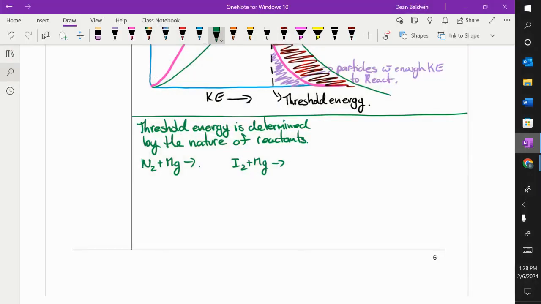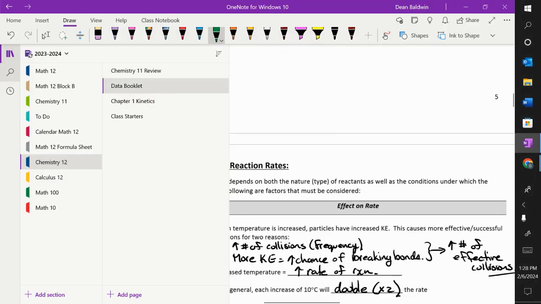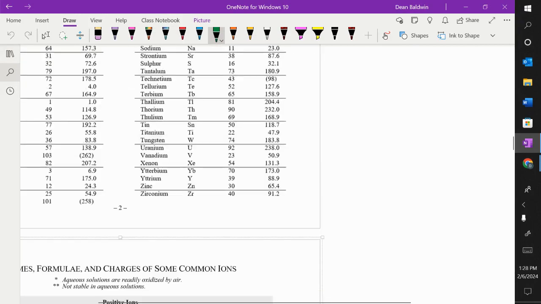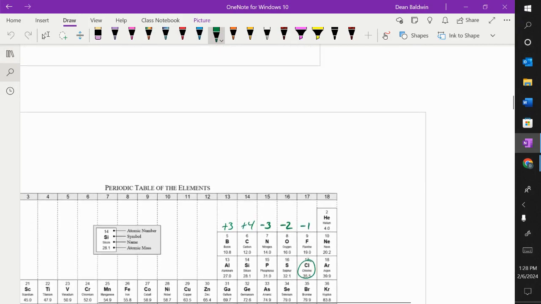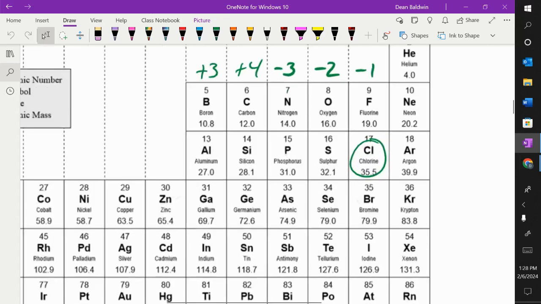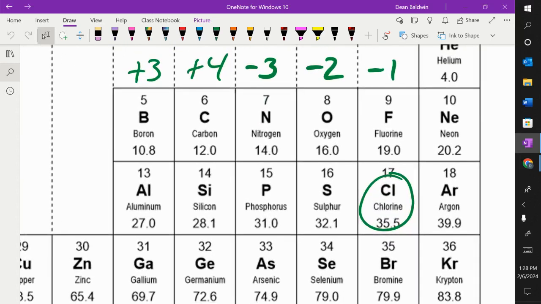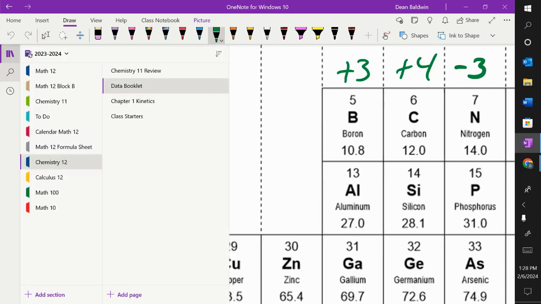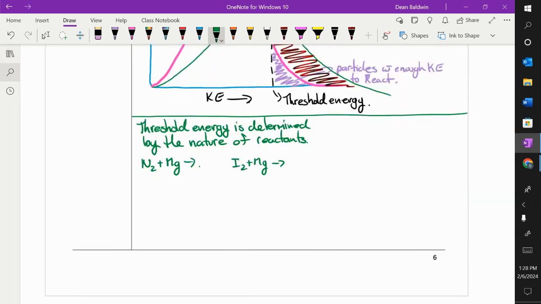If we look at the data booklet, see? Well, nitrogen. It wants to form 3 bonds, right? Why does it want to form 3 bonds? 1, 2, 3. Because then it's got a full valence shell. So nitrogen wants to form 3 bonds. So if you look at the N2 molecule, this is a triple bond.